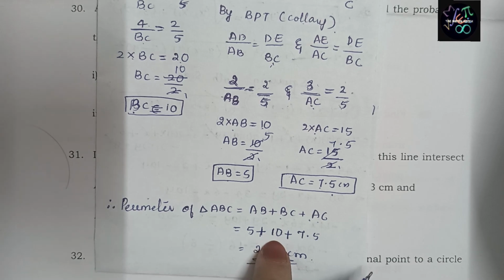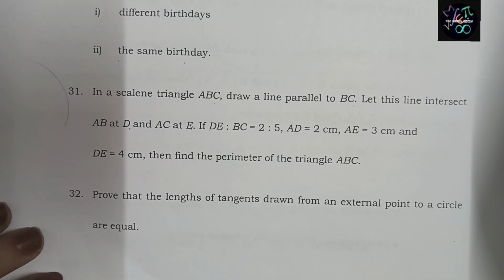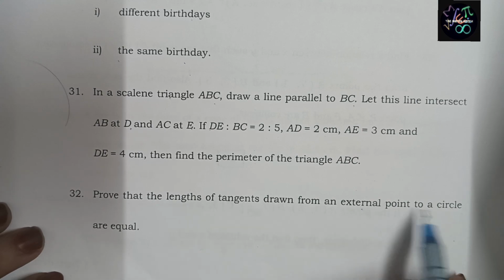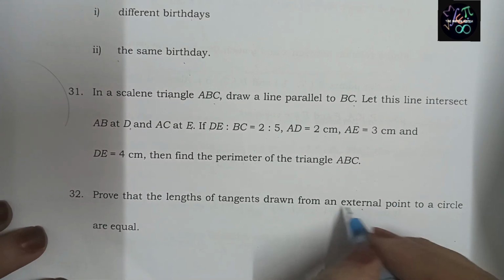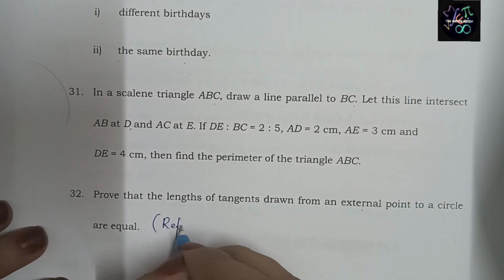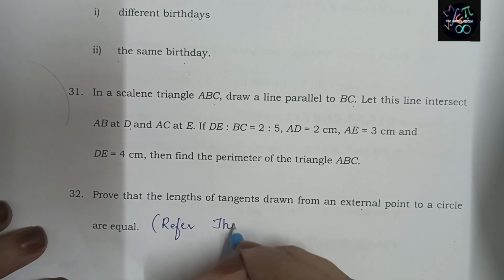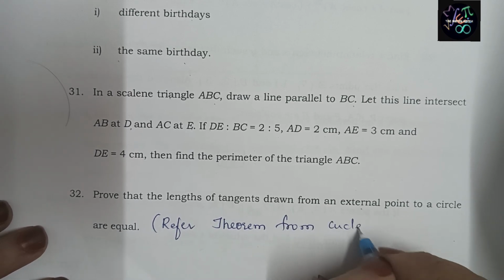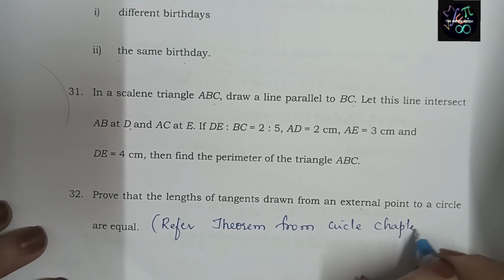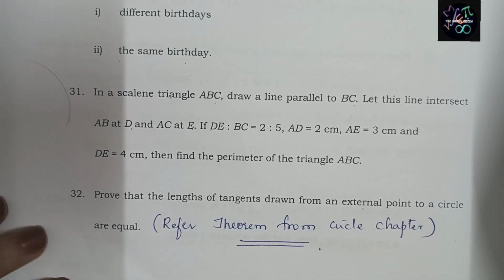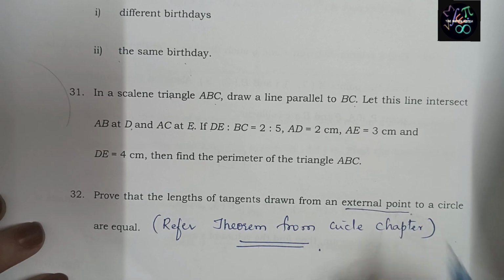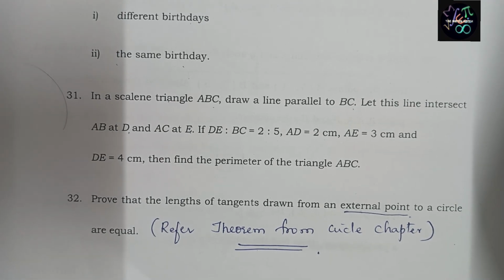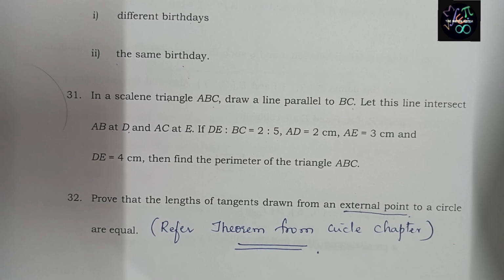Let us see the next question now. This is a very important theorem. Prove that the length of tangents drawn from an external point are equal. This theorem you can refer to in your class work, the theorem from the circle chapter, a very important theorem, the external point theorem. Okay, let us go for 32 question, not 32. Let us see the 33 question now.